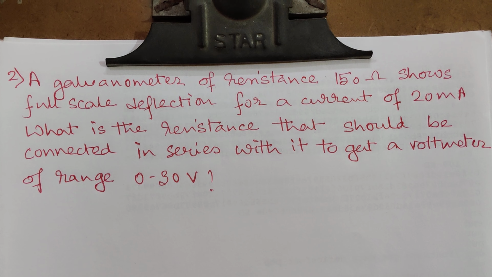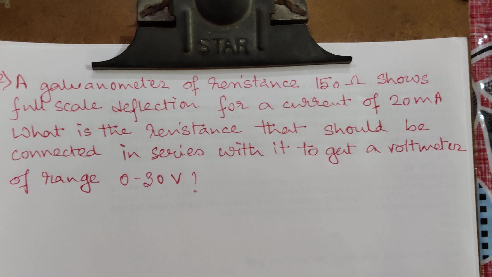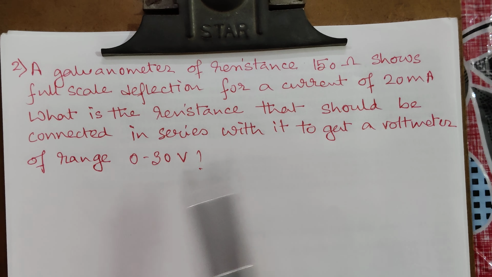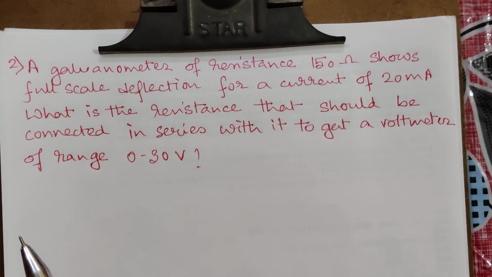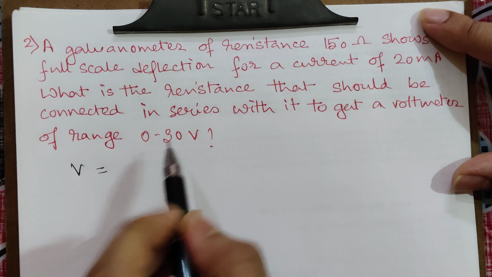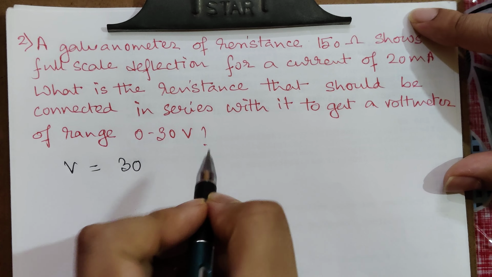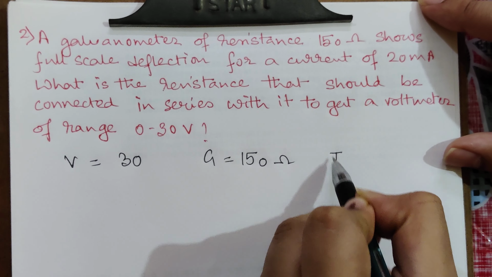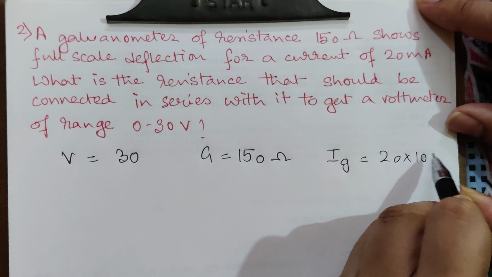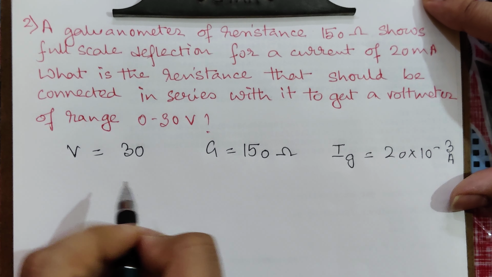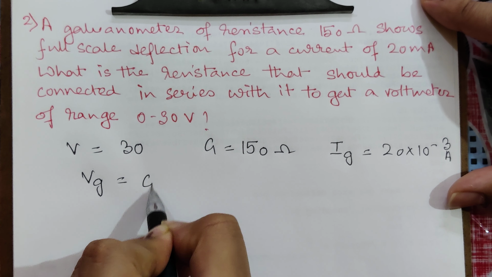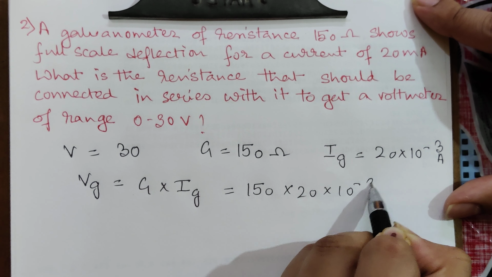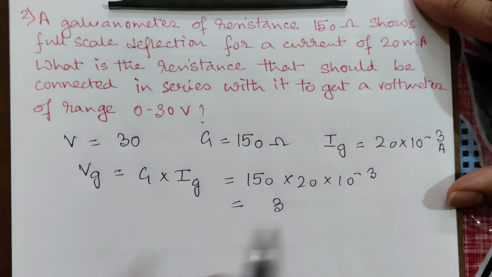A galvanometer of resistance 150 ohm shows a full scale deflection at a current of 20 milliampere. What is the resistance that should be connected in series with it to get a voltmeter of range 0 to 30 volt? So V is equal to the higher limit, 30, as I've discussed in the previous example. G is 150, the galvanometer resistance, and full scale deflection Ig is equal to 20 milliampere, that means 20 into 10 to the minus 3 ampere. So first we will calculate Vg, G into Ig, 150 into 20 into 10 to the power minus 3, that is equal to 3 volt.